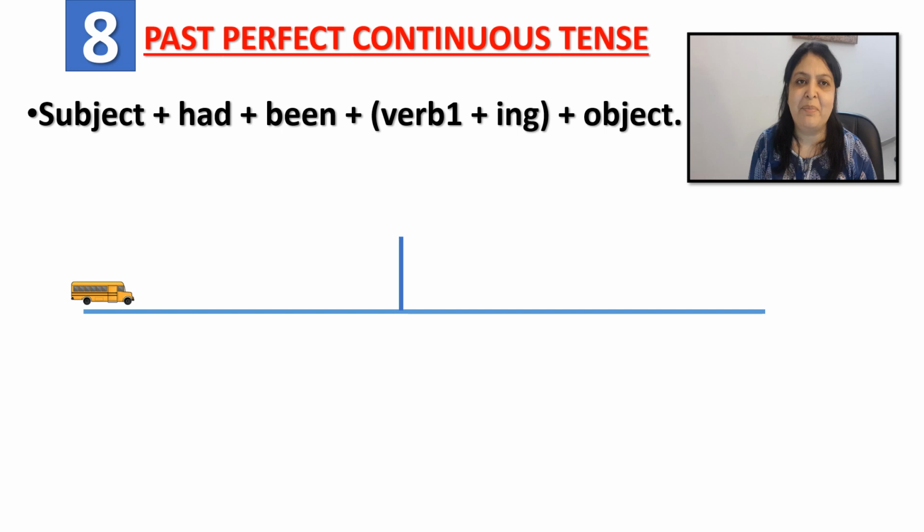So past perfect is formed with had, past perfect continuous form is formed with had plus been plus verb plus ing.